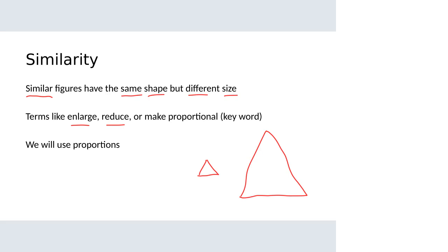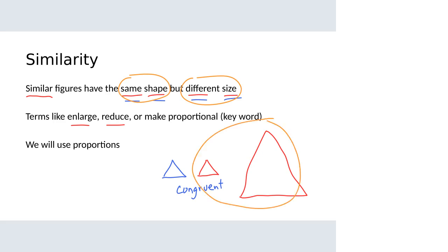Just as a little side note, we talk about similar figures having the same shape and different size. If we have the same shape and the same size, like those two equilateral triangles, we would say that those are congruent because they have the same shape and the same size. What we're talking about today, though, is same shape, different size. So one thing is either larger or smaller than the other.